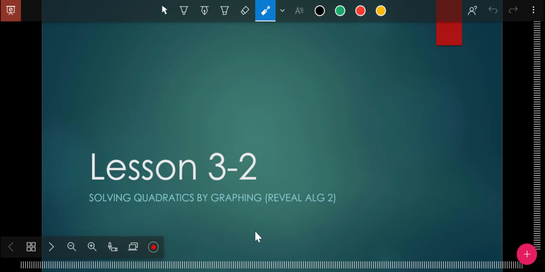Today we're going to work on 3-2, solving quadratics by graphing. We've been working on quadratics in 3-1. Those are the parabolas, the x squared problems, and we're going to continue to work with them today.